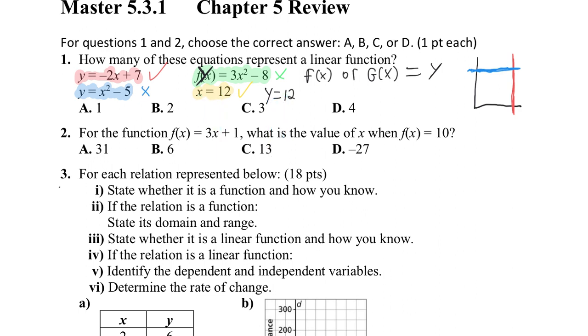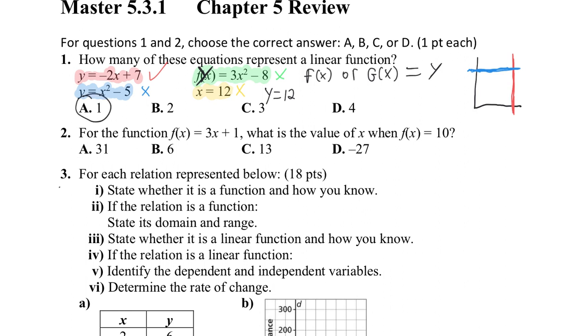Oh, I put the wrong symbol there. That shouldn't be a check mark. That should be an X because it is not a function. So how many functions do we have? We only have one. So the correct answer in this case would be A.